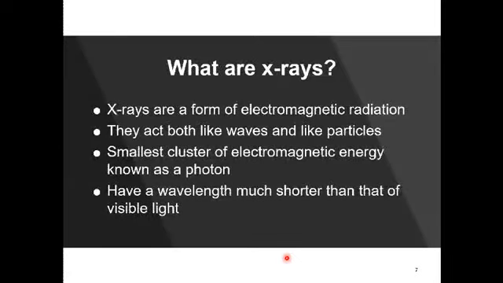So what are X-rays? X-rays, again, are a form of electromagnetic radiation. They act both like waves and like particles. They're the smallest cluster of electromagnetic energy known as a photon. And then X-rays have a wavelength much shorter than that of visible light. That's important.